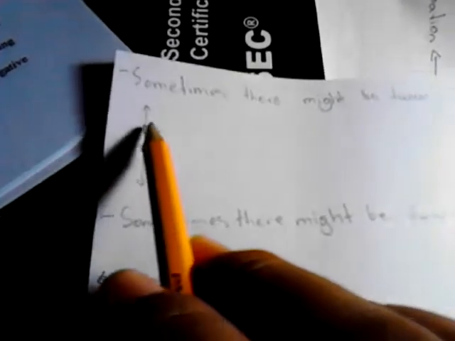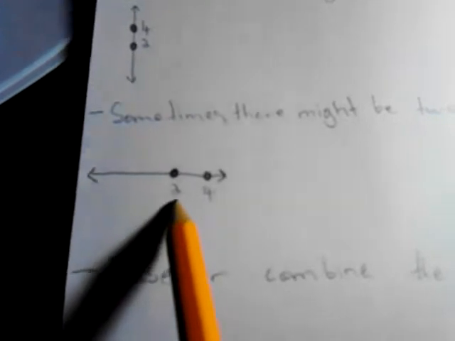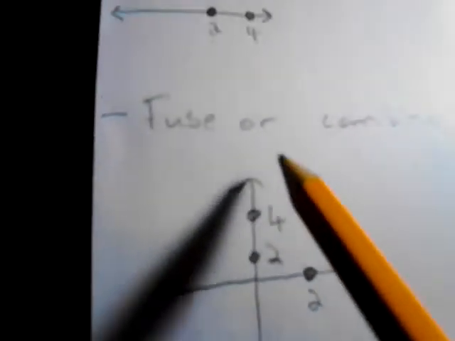Sometimes there might be 2 points on the vertical line. So we have this point on the vertical line and another point on the vertical line, 4 and 2. Sometimes there might be 2 points on the horizontal line: 1 point, which is 2, and another point, which is 4. Fuse or combine the two, you get this. So we see 4 and 2 on the vertical, and 2 and 4 on the horizontal.